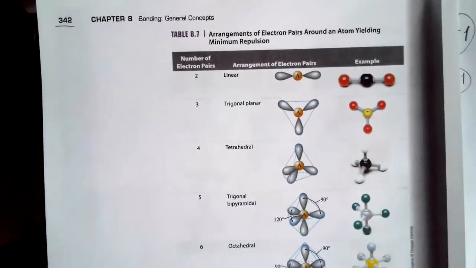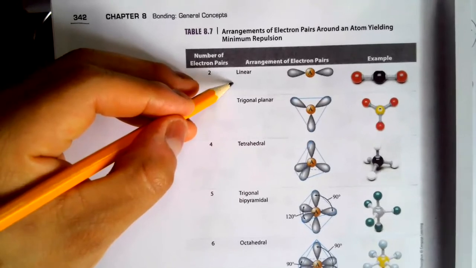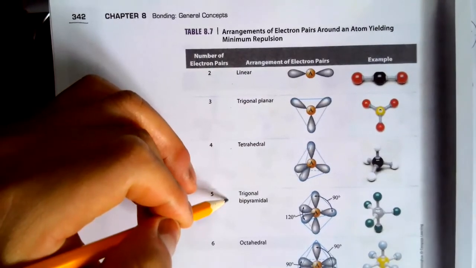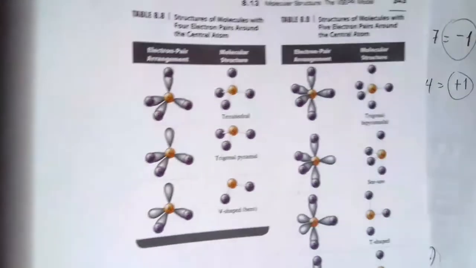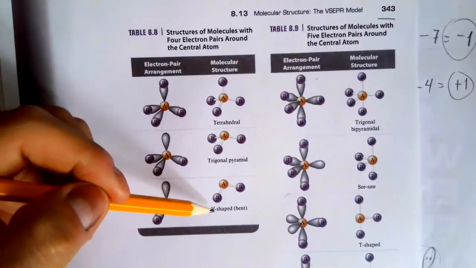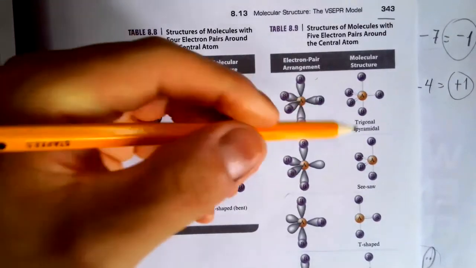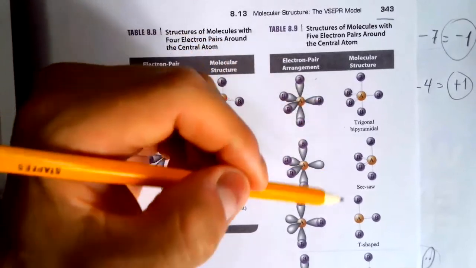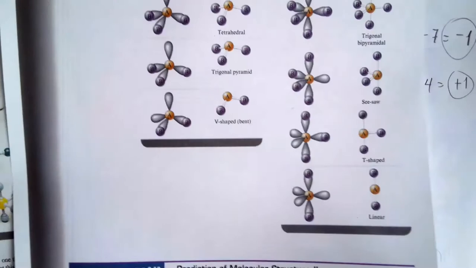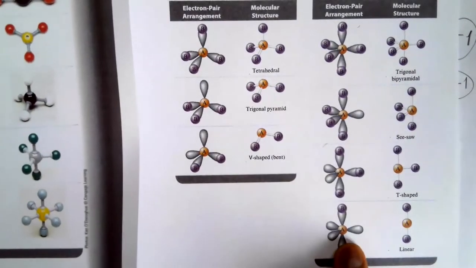They have the geometries, right? It can be linear, trigonal planar, tetrahedral, trigonal pyramidal, bipyramidal, octahedral. You also can have the tetrahedral, trigonal pyramidal, V-shaped or bent, trigonal bipyramidal. You can have seesaw, T-shape, and linear. Okay? So that depends on the number of lone pairs of electrons that you have.